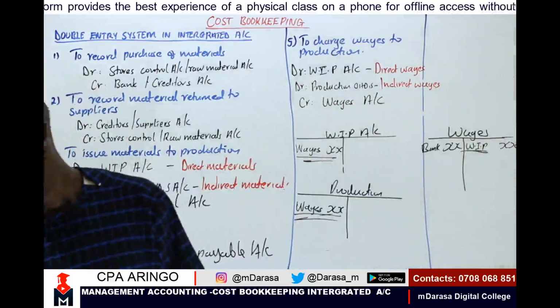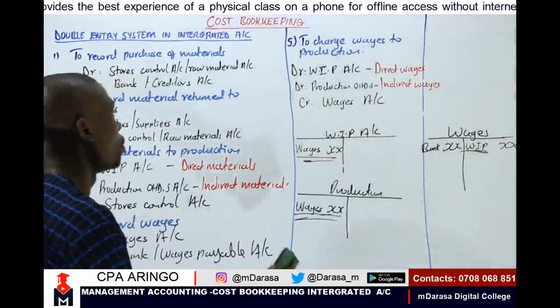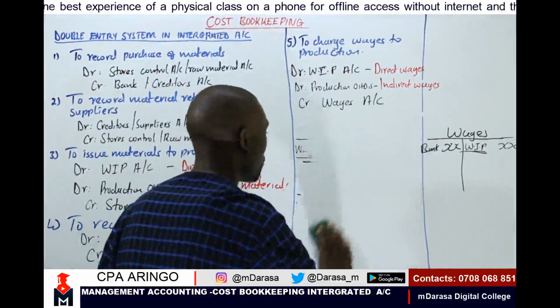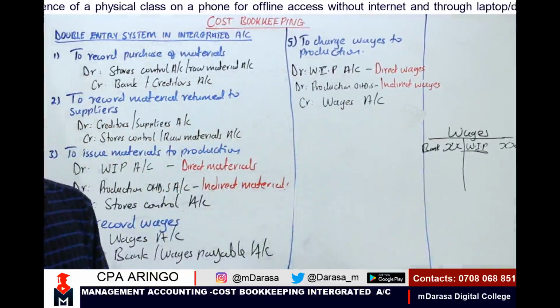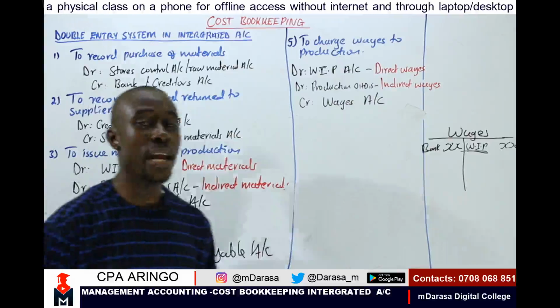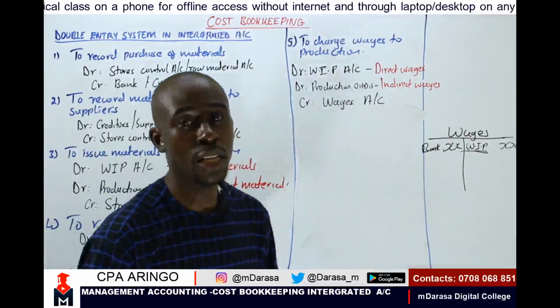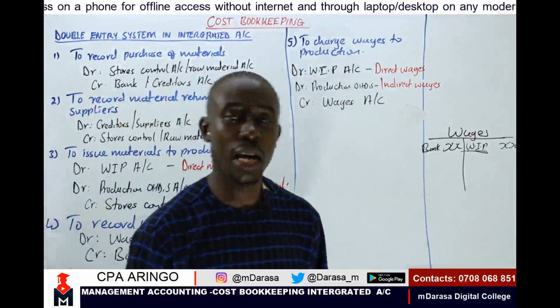So after we are done with that, that should take us to entry number 6. Remember, the entry that I'm giving you here is a summary of all what we'll be having in any problem relating with integrated accounts.